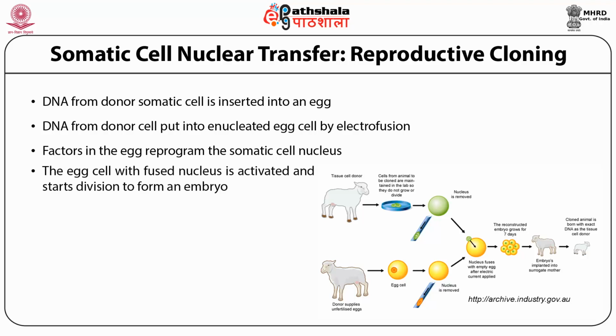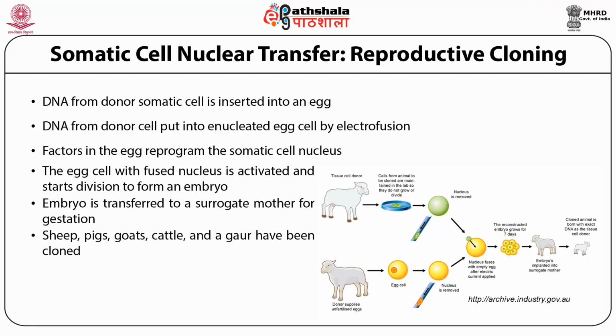The nucleus is activated, it starts division to form an embryo, and finally the embryo is transferred into a surrogate mother for in vivo development of the embryo. By surrogate mother we mean a female which has already been activated by some hormonal activation, and by this technique various animals like sheep, pigs, goats, cattle, Indian bison have been cloned.